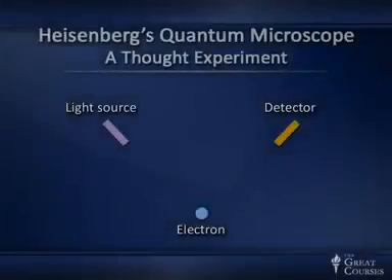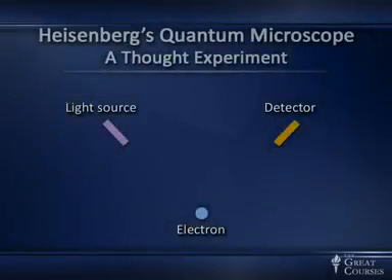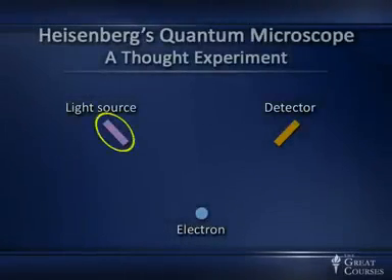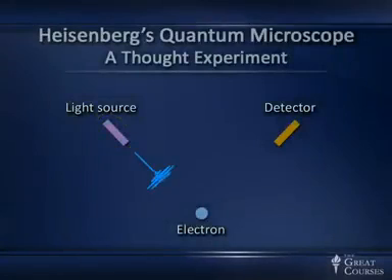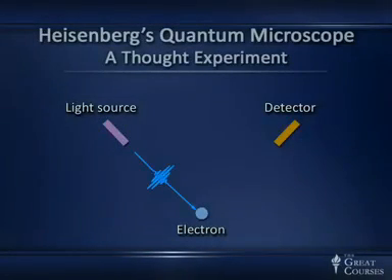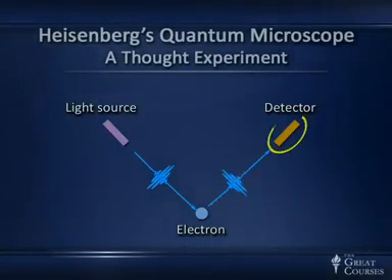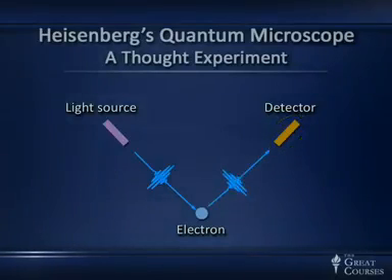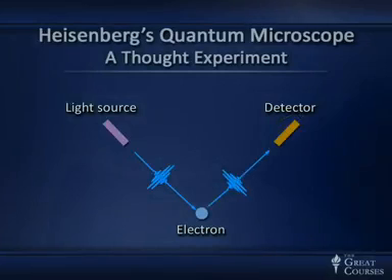So here Heisenberg is going to observe an electron. His microscope consists of a light source, and the light source sends out a single photon. The photon bounces off the electron and into a detector. And we're going to use things like where the detector is positioned and how much energy is involved to measure the properties of the electron. We're going to try to figure out where it was and how fast it was moving.